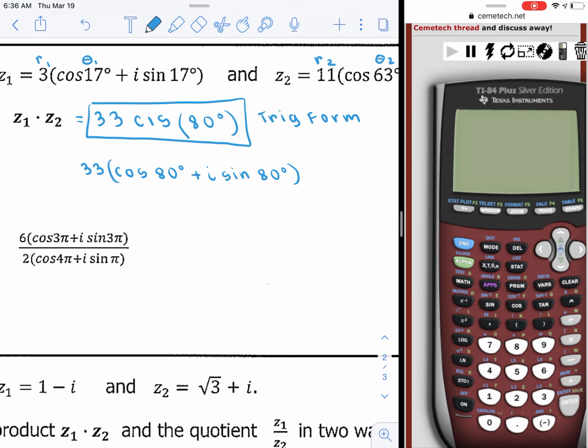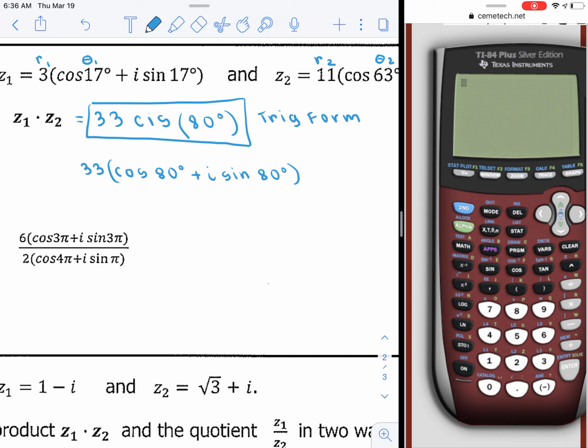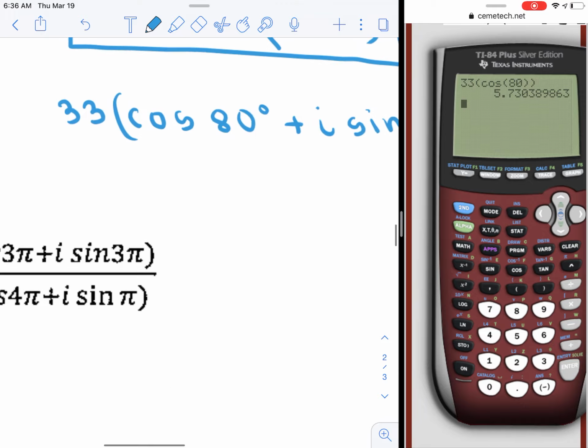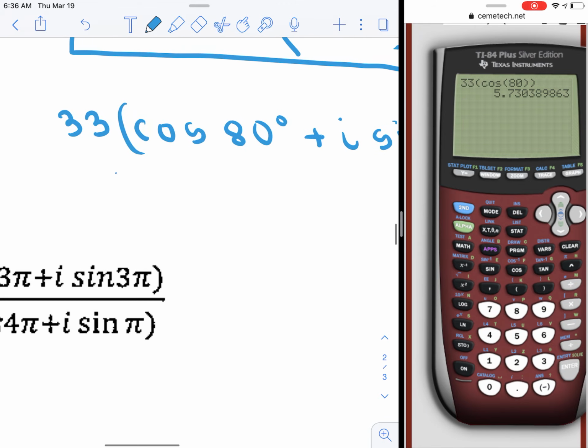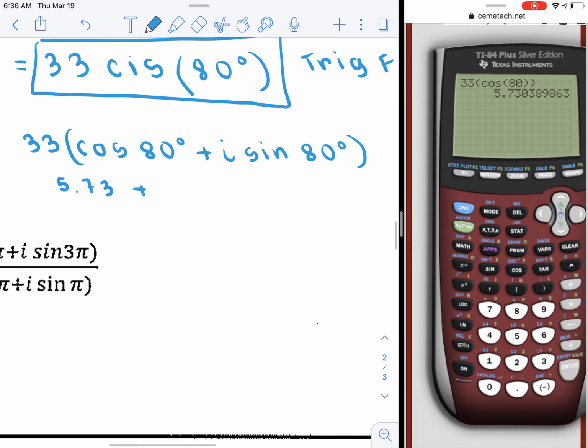And then we can go to our mode, make sure we are in degree mode for this one, and we can do the 33 parentheses cosine 80. And 80. Good job, McKenna. And then we get this value of approximately 5.73 plus, and then we can do the same thing. Think about distributing the 33.